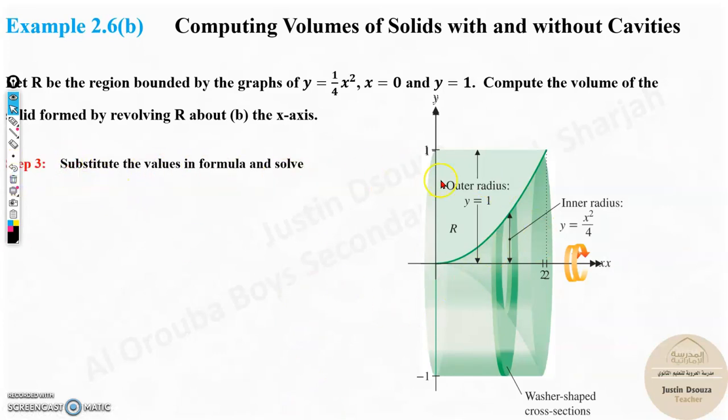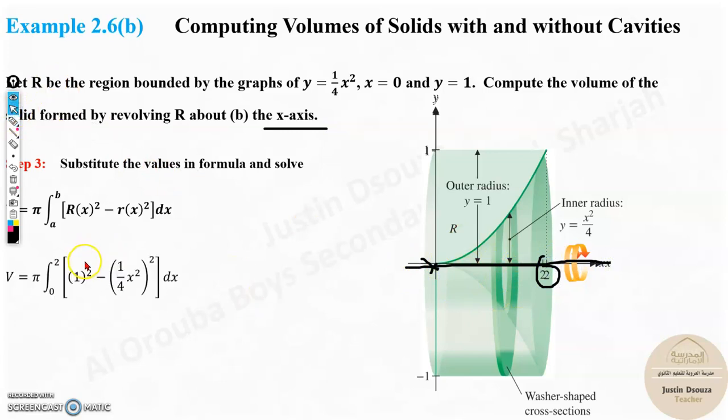Step 3 is substituting and solving. Now, we know this is the formula, outer radius. What is the outer radius? It's 1. Inner radius, x squared by 4. And the limit from where to where? It's along the x-axis. So x-axis, where is x-axis? The limits 0 to 2. We found it in the last problem, right? So it's 0 to 2, 1 squared minus (x squared by 4) the whole squared.